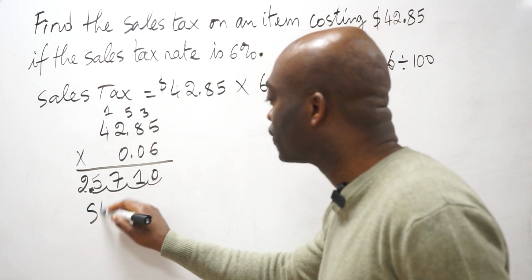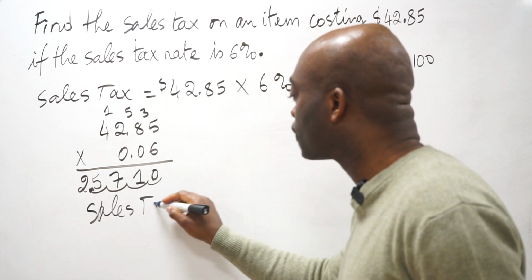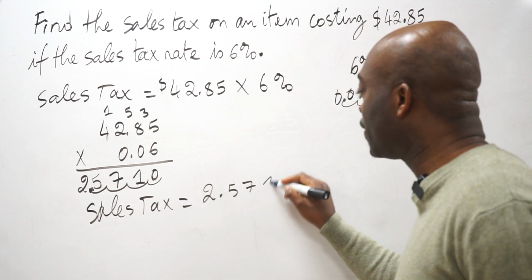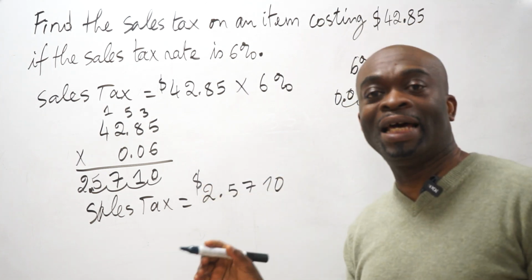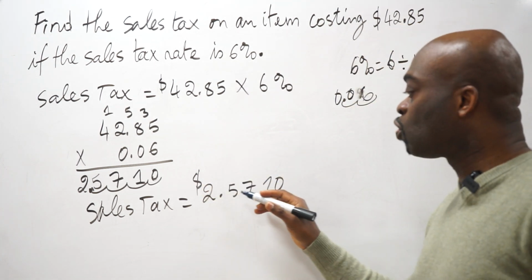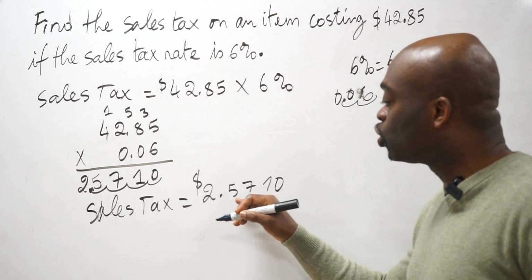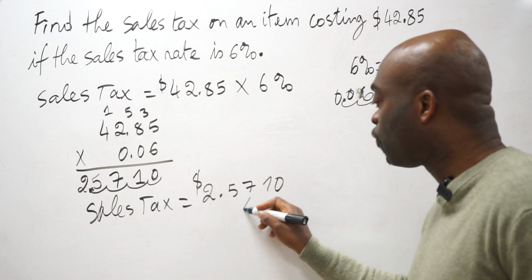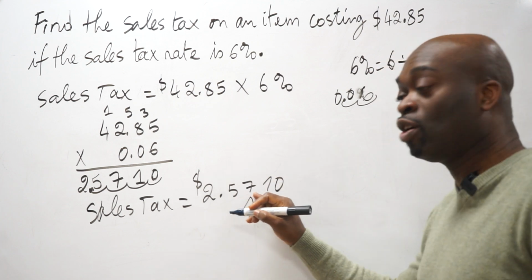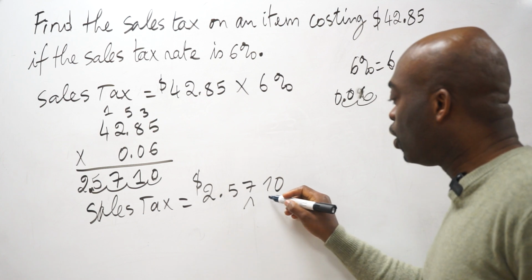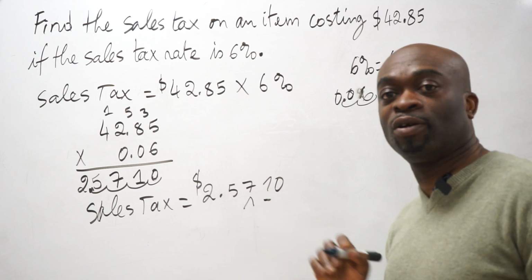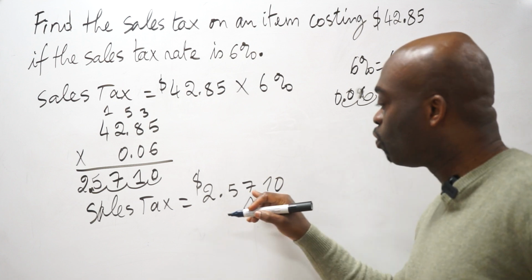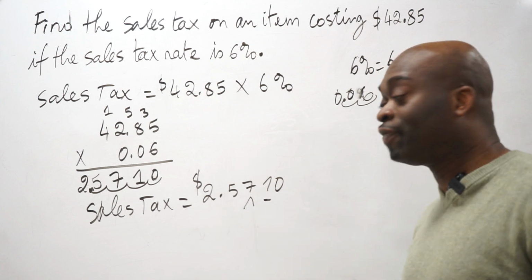So sales tax, you end up with $2.5710. Now, but a lot of times this is money, this is dollars, so we want 2 decimal places. So that means we need 2 numbers after the decimal point. So if you guys remember, what do we need to do? So we focus on this number here because that's the second number after the decimal point. And with that number, we look at the one right on the right side of it, which is 1. If that number is 5 or more, we add 1 to this one. If that number is less than 5, we keep this number.